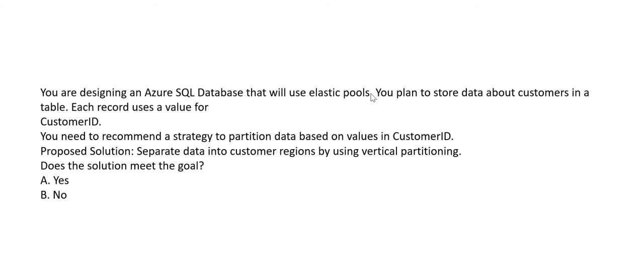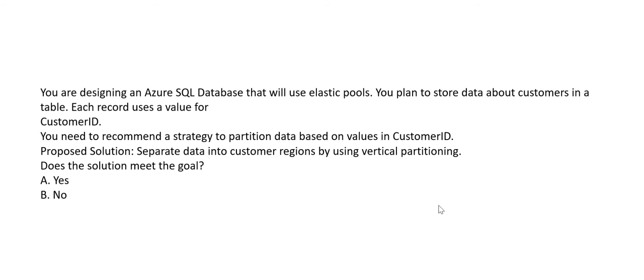Okay, so coming back to the question, you're designing a SQL database that uses elastic pools. You plan to store data about customers in a table. Each record uses a value for customer ID. That means customer ID is unique. You have a database, you have a table, and you have a field where customer ID is unique. You need to recommend a strategy to partition data based on values in customer ID. That means you have to do partitioning based on customer ID.